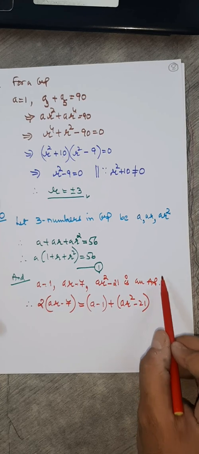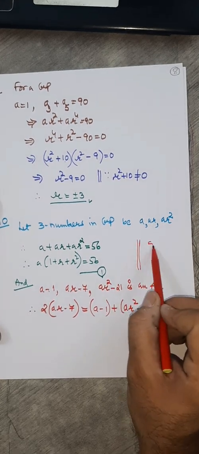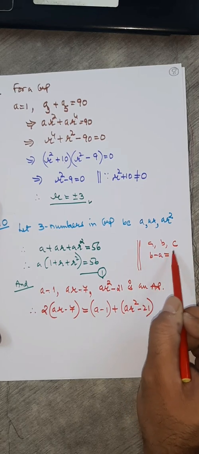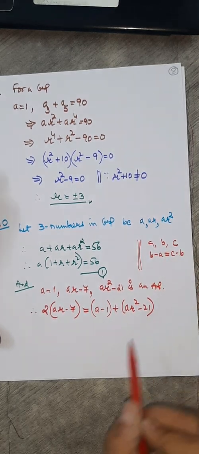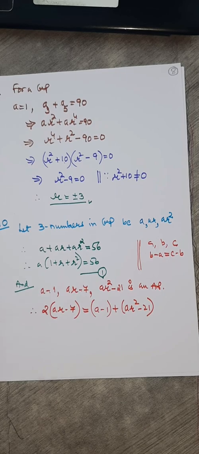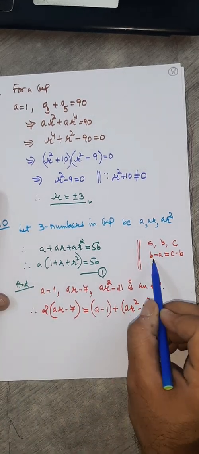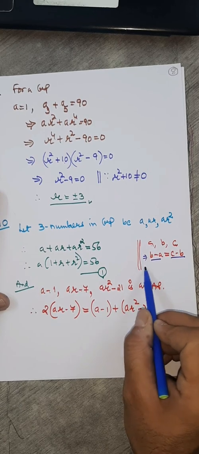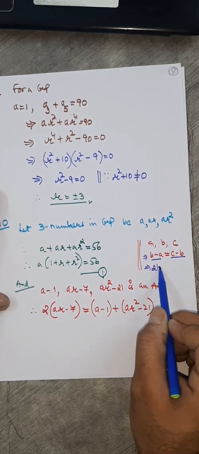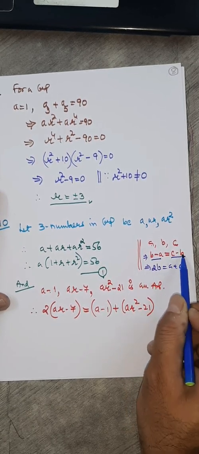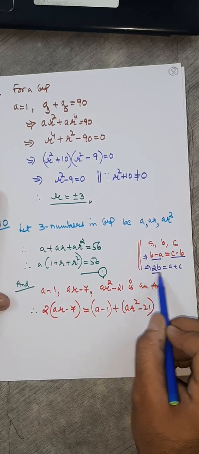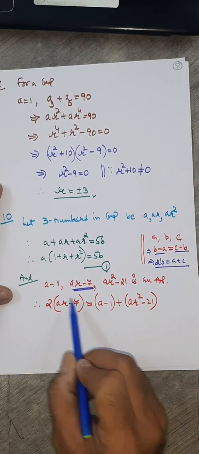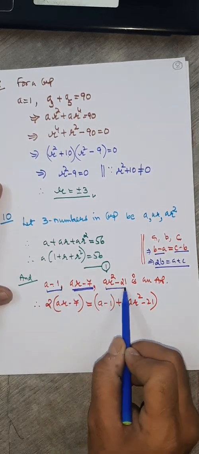I've used this. Let me show you here. If these three numbers a, b, c are in arithmetic progression, then b minus a equals c minus b. The difference should be the same, not the ratio. b minus a, that difference, equals c minus b. So from this what we'll get? 2b equals a plus c. Take a on the other side, c on this side. So 2b, twice the middle term, equals a plus c.